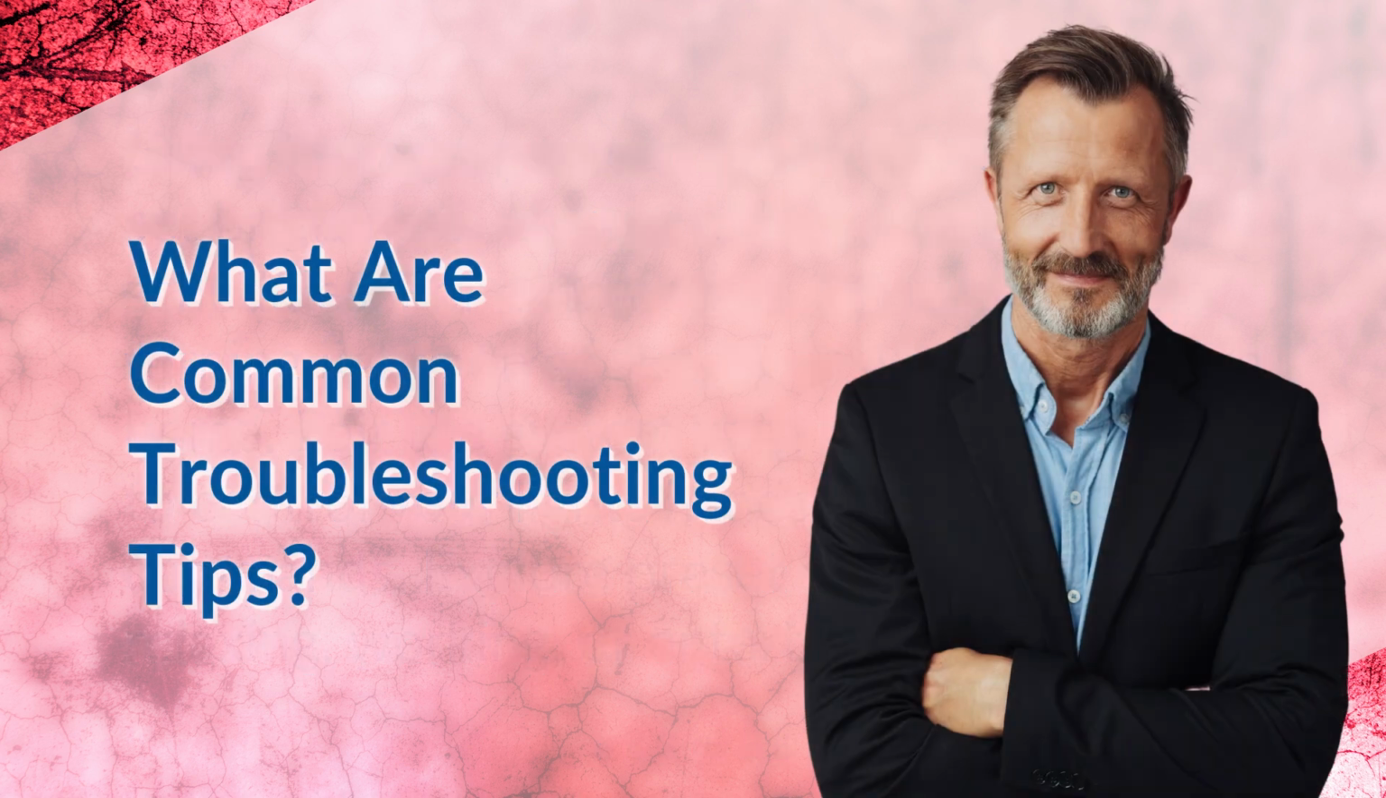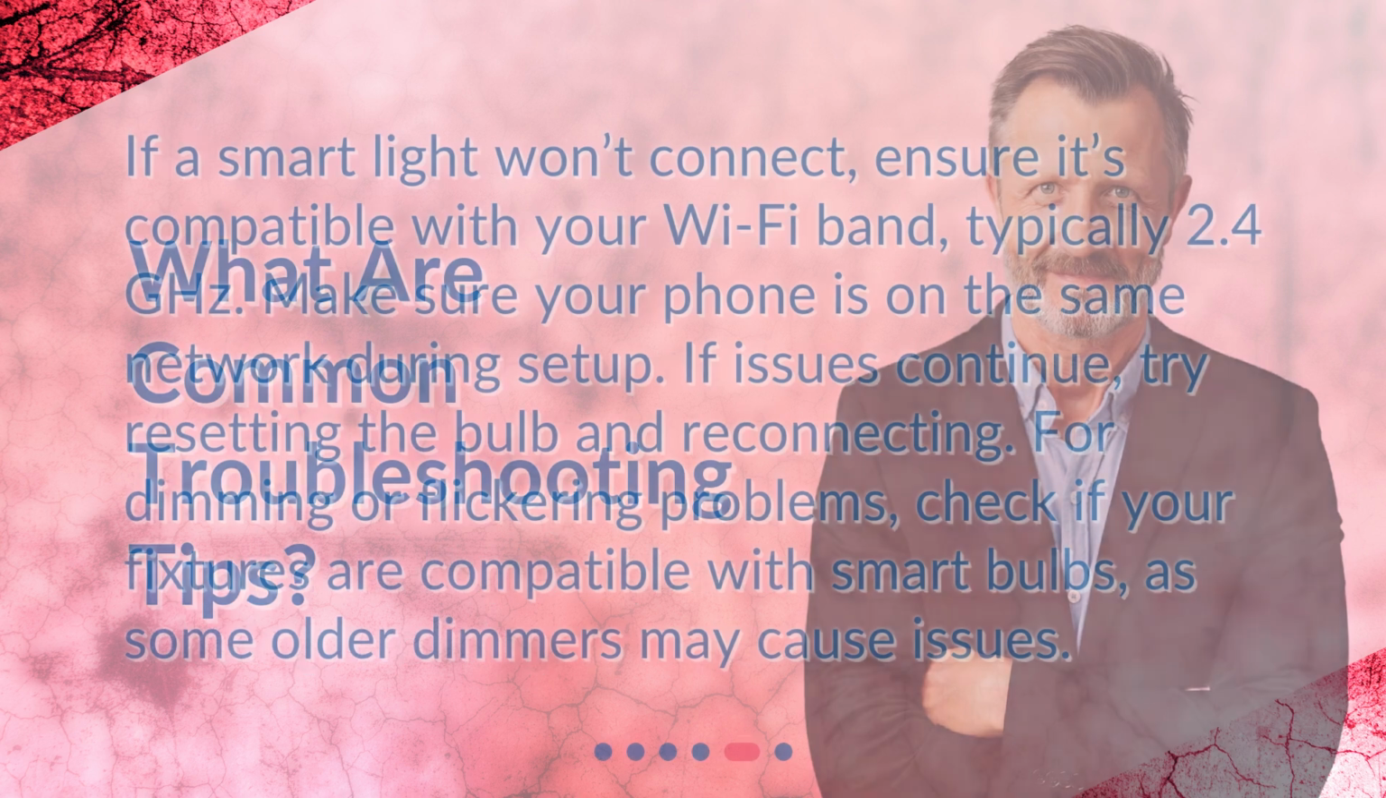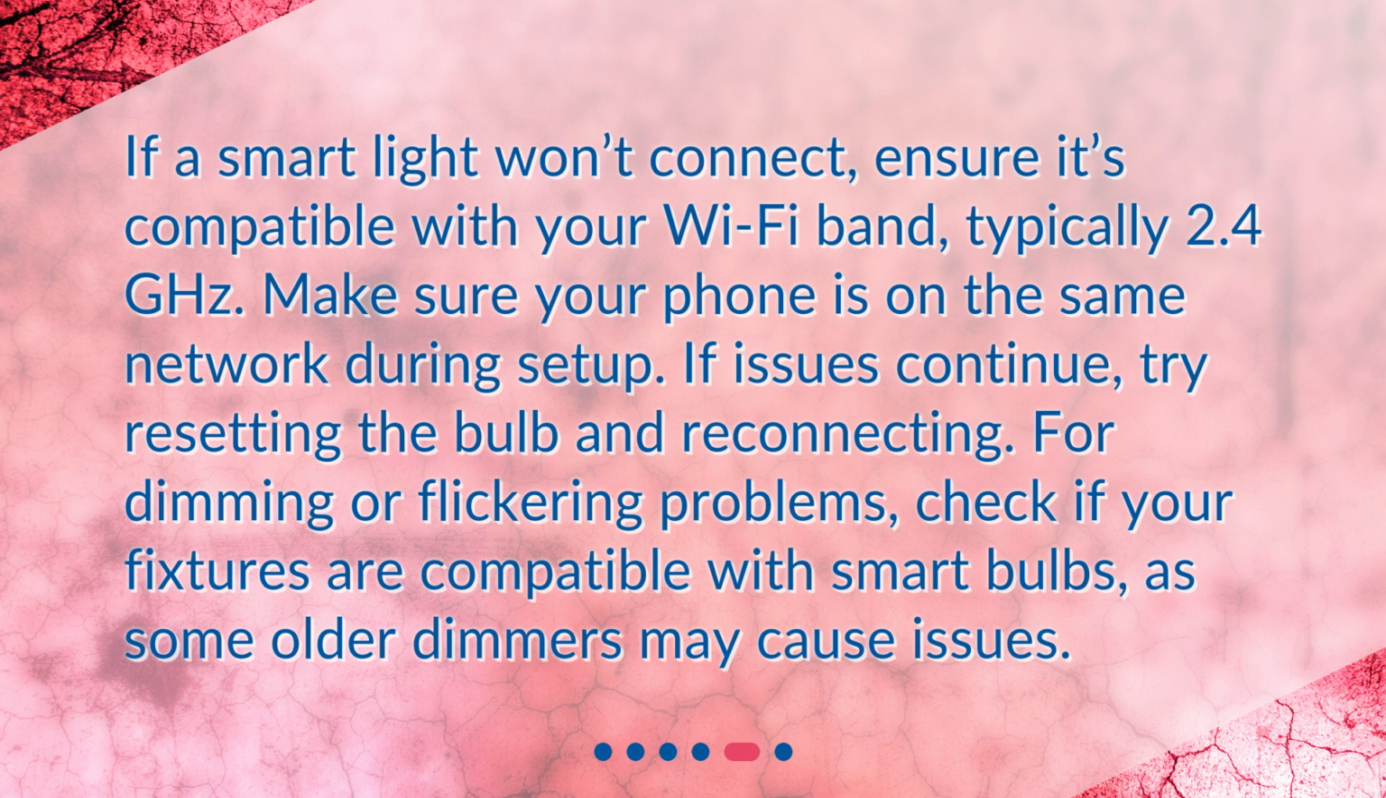What are common troubleshooting tips? If a smart light won't connect, ensure it's compatible with your Wi-Fi band, typically 2.4 GHz. Make sure your phone is on the same network during setup. If issues continue, try resetting the bulb and reconnecting. For dimming or flickering problems, check if your fixtures are compatible with smart bulbs, as some older dimmers may cause issues.